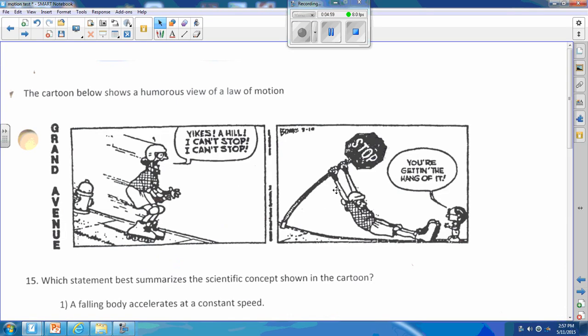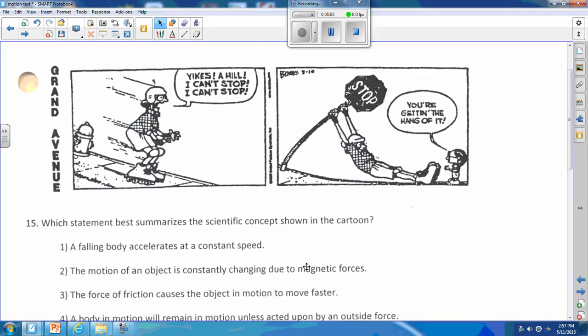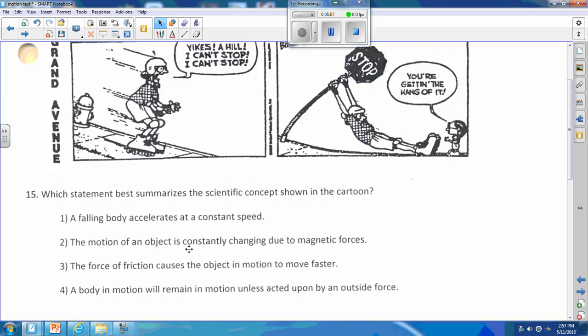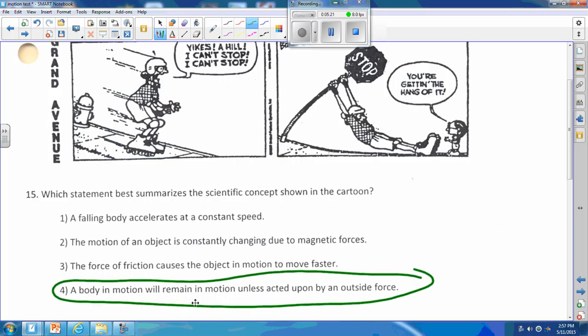We're going to go to 15. This cartoon, yikes, a hill, I can't stop. You're getting the hang of it. This statement summarizes the scientific concept shown in this cartoon. The motion of an object is constantly changing due to magnetic forces? No. The force of friction causes the object in motion to move faster? No. A body in motion will remain in motion unless acted on by an outside force. So this person cannot stop until he holds on to the stop sign itself because of Newton's first law of motion.